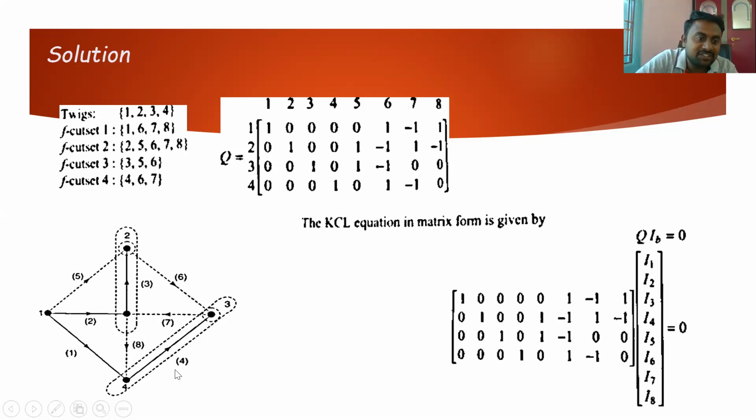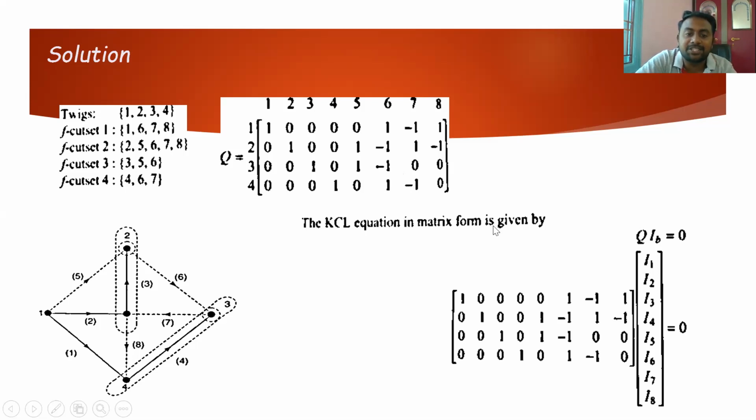That is branches 3, 5, and 6. So this is my third cut set. For this cut set, the cut set direction and twig direction are the same, which means 3 and 5 are plus 1, and 6 is minus 1. The next cut set is 4, 6, 7. If I consider the twig direction for the cut set, 7 is opposing and 6 is same. So for 7 I place minus 1 and for 6 I place plus 1.